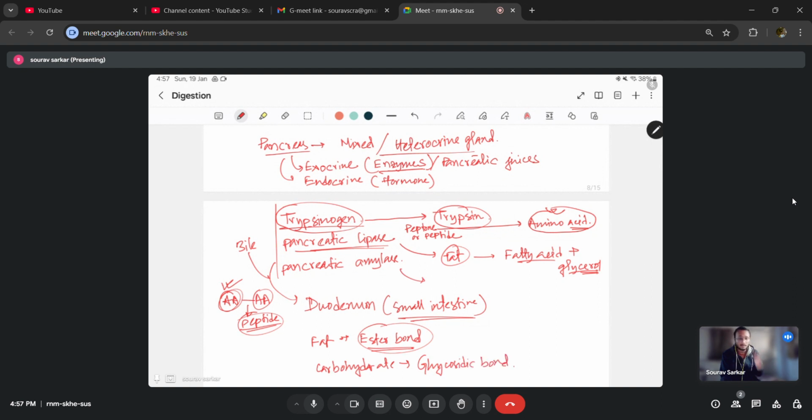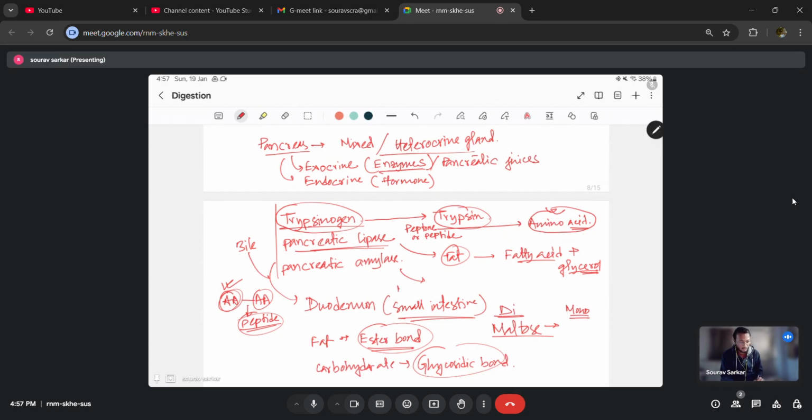Now in the mouth, the partial digestion of carbohydrate was done, right? The glycosidic bond, but for a few particles, for a few starch and a few glycogen, the glycosidic bond was broken down and we get maltose. Now maltose is a disaccharide. We have to break it down into monosaccharide. Monosaccharide is the simplest form.